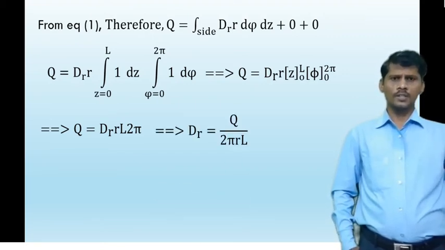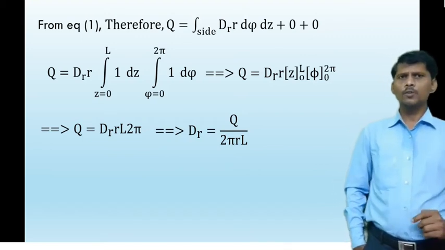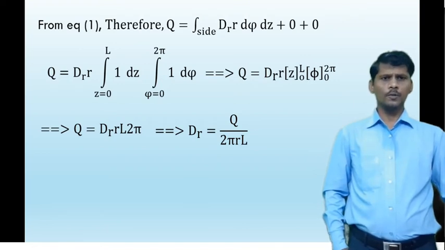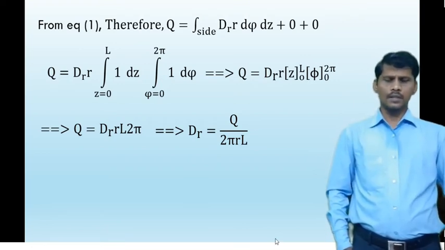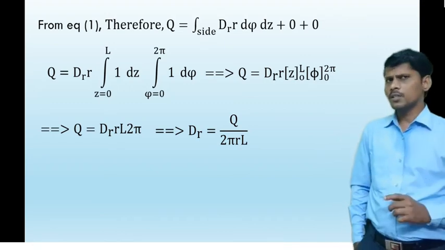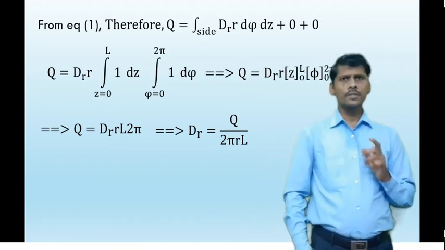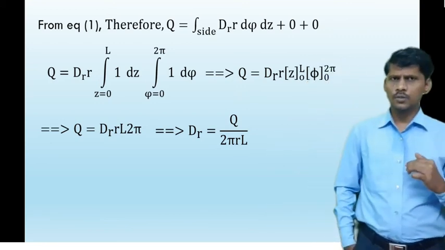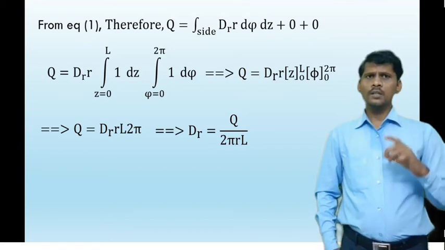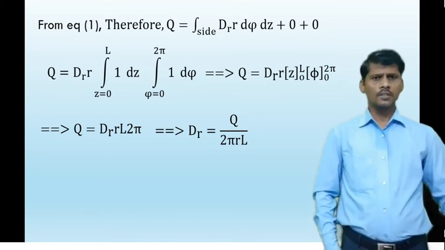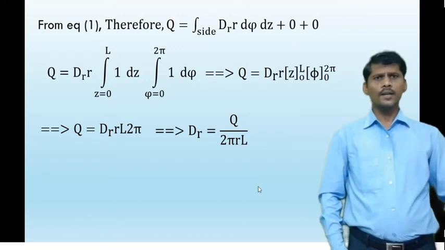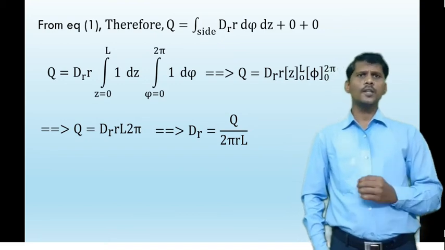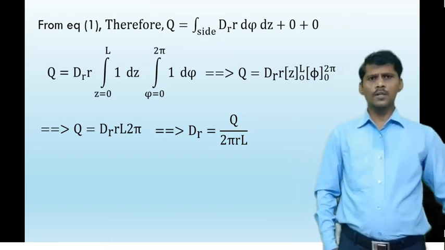So from that equation, the component Dr is equal to Q by 2 pi r L. According to the definition of the line charge density, what is the definition of the line charge density? Total charge to the total length. So what is the capital L, the length of the cylinder? So the total charge Q by L is called the line charge density. The line charge density is denoted as rho suffix L, in coulombs per meter.